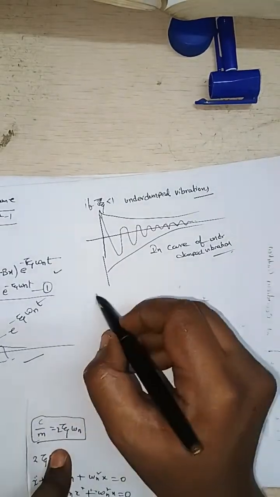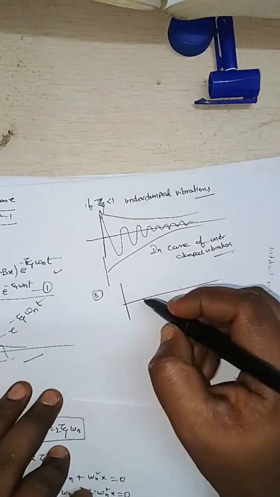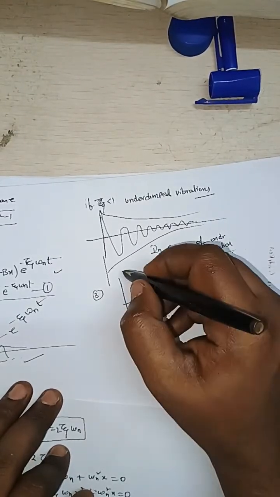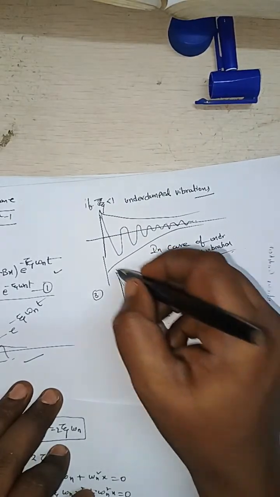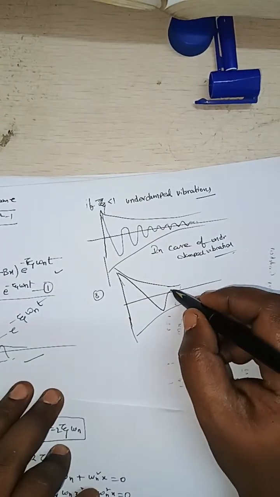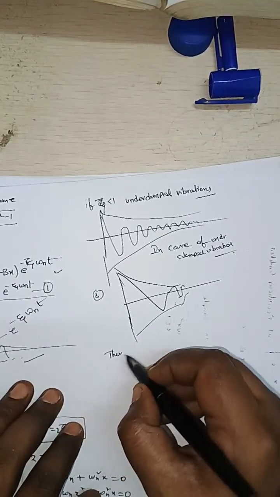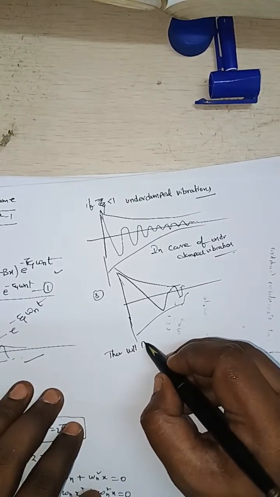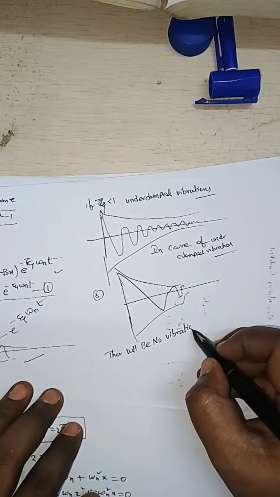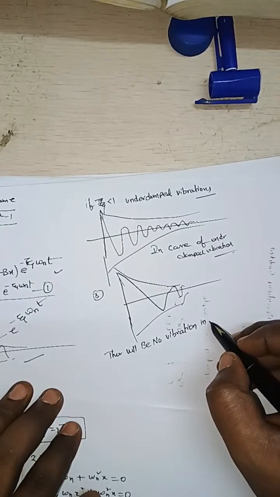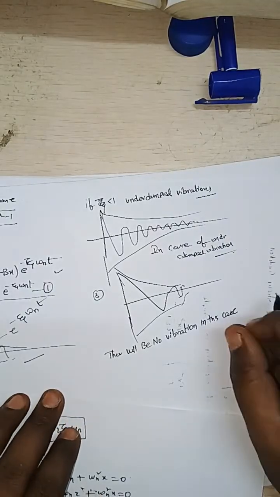The third case is that in case of overdamped vibration, you will get something like this. The vibration will start and finish something like this. There will be no vibrations in this case.